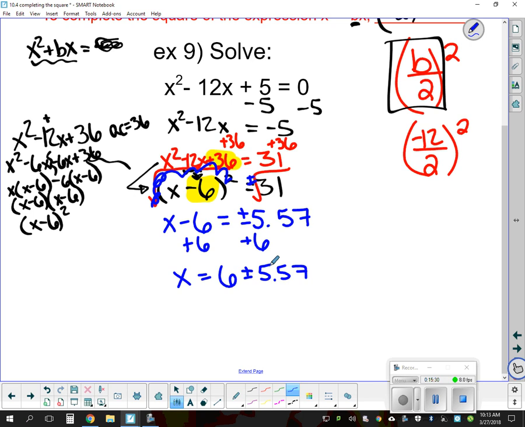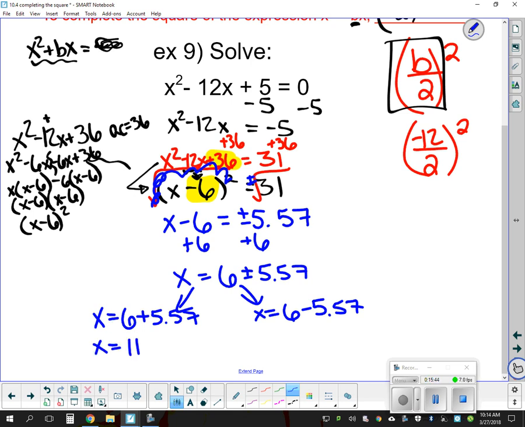And at this point, you're thinking, okay, I need to break it into two problems. 6 plus 5.57 and 6 minus 5.57. Calculate those. 11.57 and 0.43. These are approximate, so I should technically have the squiggly equal signs.